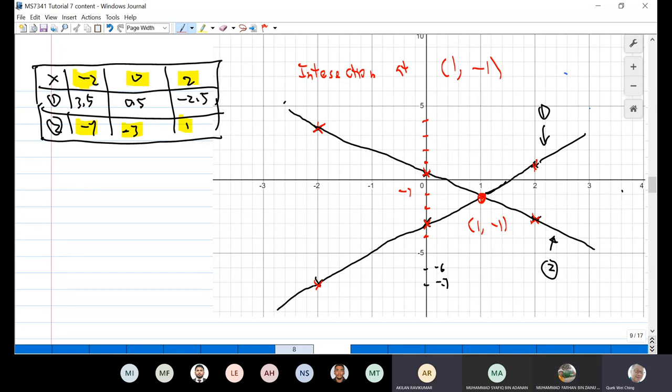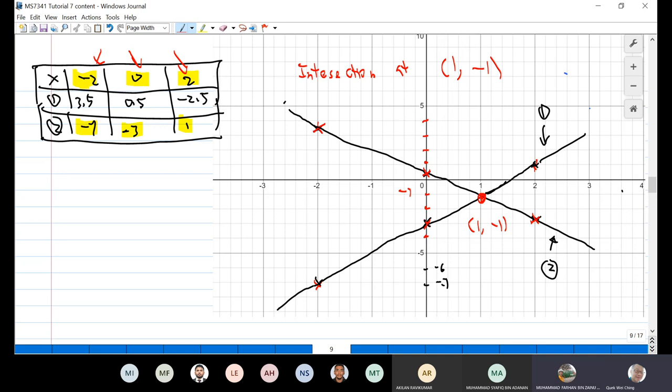How did we get the x 3 points? Minus 2, 0, 2. Okay, how to get this point here? Yes, sir. Usually it's provided to you. If it's not provided to you, then as long as it's just 3 points, it will do. So how do you get these 3 points?